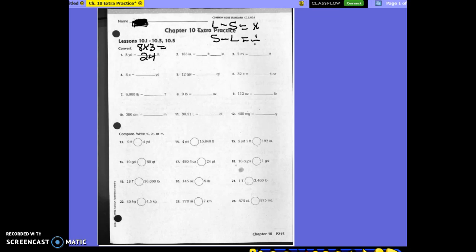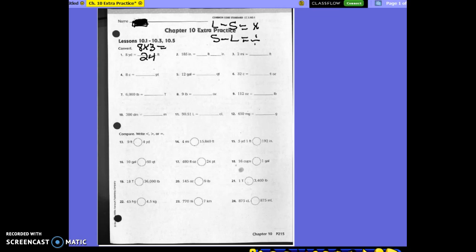And remember on number 2 that we're going from a small to a large, so we're going to divide. What is our remainder going to be in this one? It's going to be in the inches. Okay. Is there another one you can see where we would have to divide?